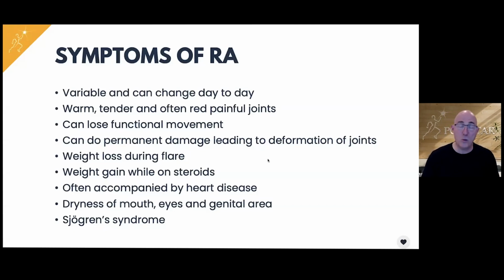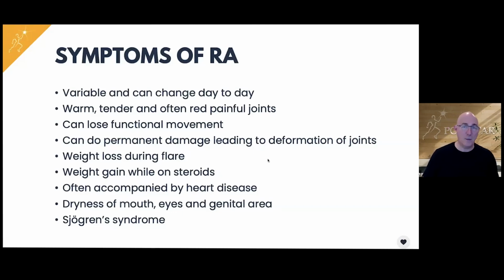Not being able to walk with the knees or the feet, and that it can impair their mobility very quickly. When you are in a flare, that means when the episode is at its height, it can often do permanent damage, leading to deformation of joints. And this is why the treatment of rheumatoid arthritis is to prevent that damaging level of inflammation and deformation.